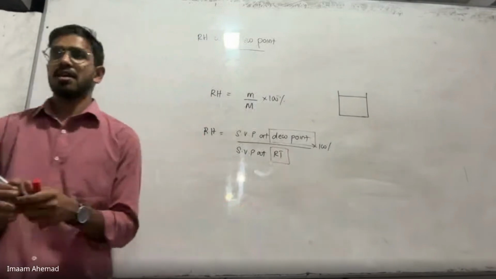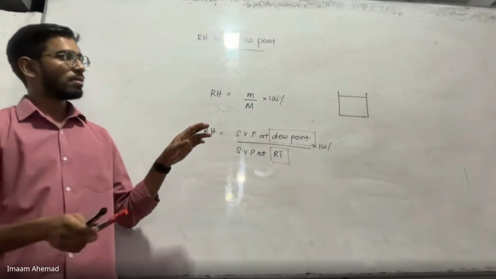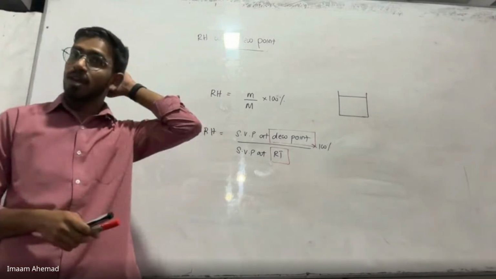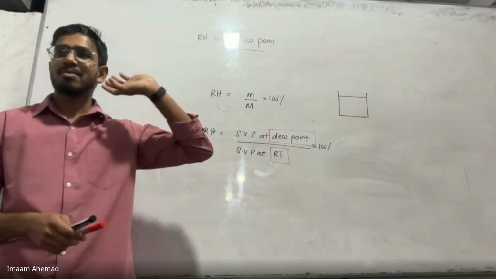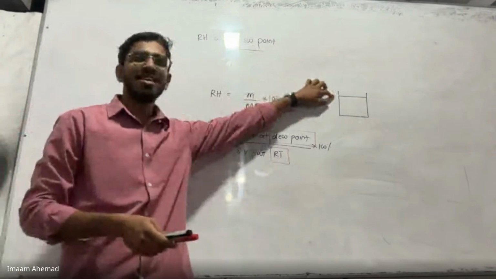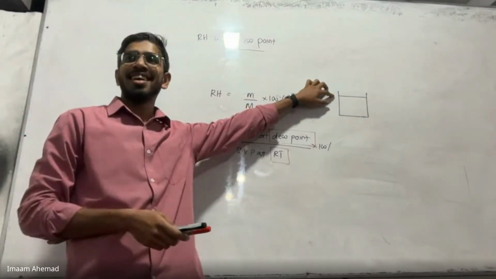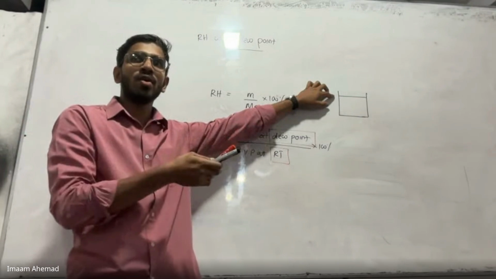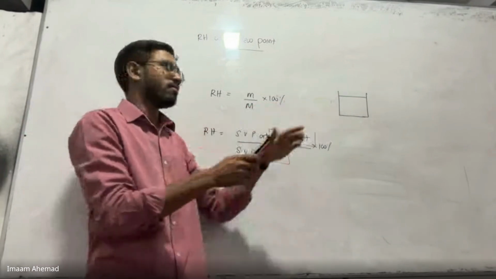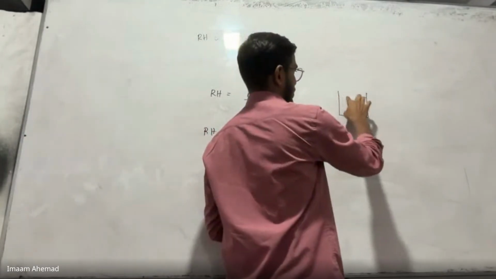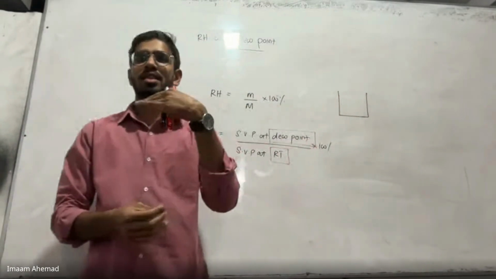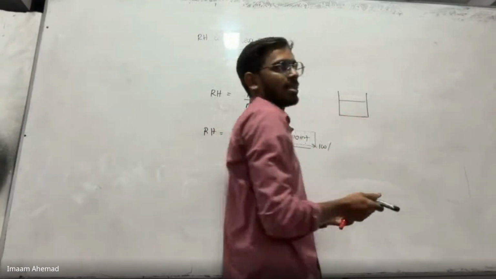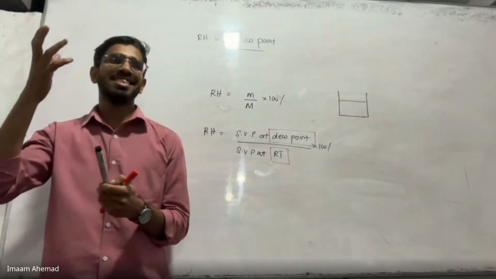We will fill a calorimeter with water. How much should we fill? Can I fill 1 centimeter below? Can't. Why? Ice cube. So we shouldn't fill below 1 centimeter. We have to fill half or 2/3. Somewhere over here, you can understand, right?